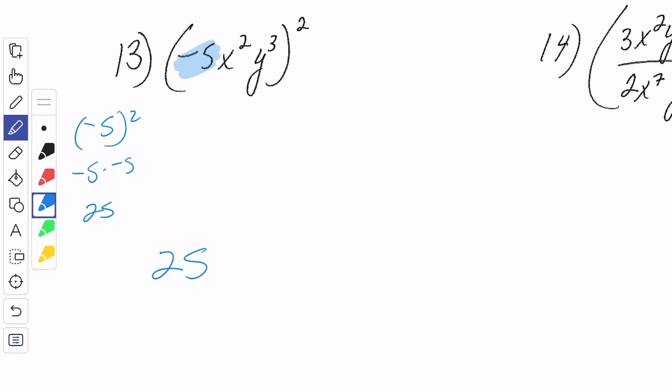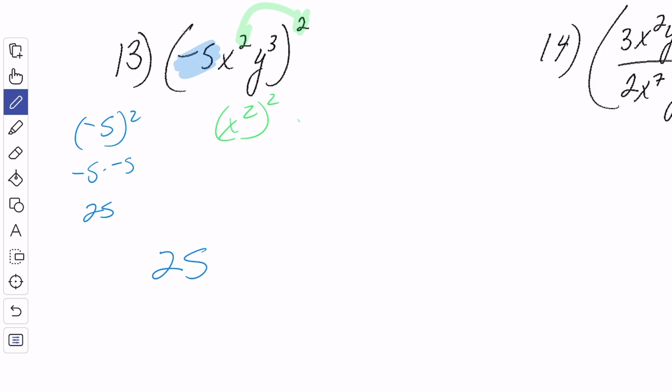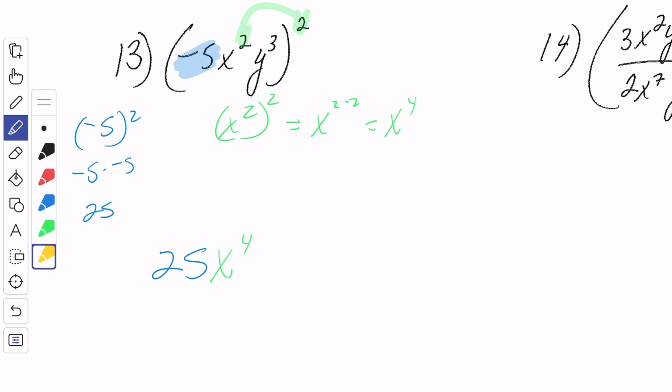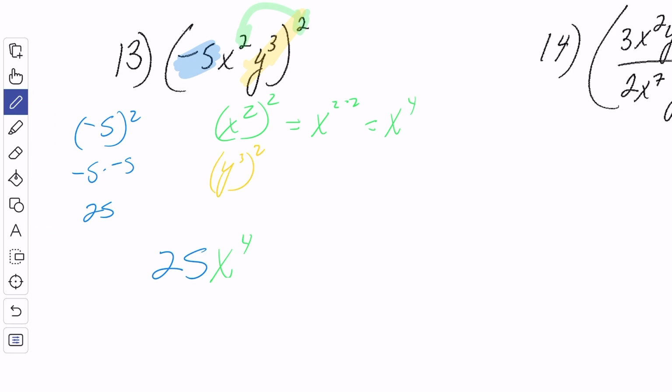And then as we go ahead and use our power rule after this, we know that we multiply our power to our power. So x squared raised to the second power is equal to x to the 2 times 2 power, which is x to the 4th. And then our last one, y cubed squared, we know that that is going to be y to the 3 times 2 power, which is then y to the 6 power.